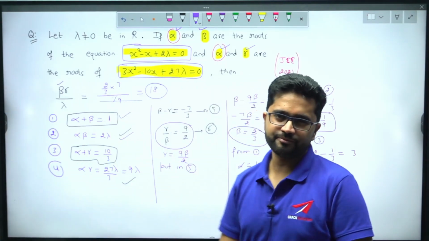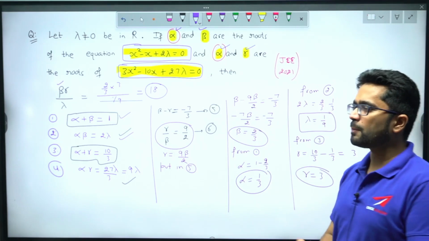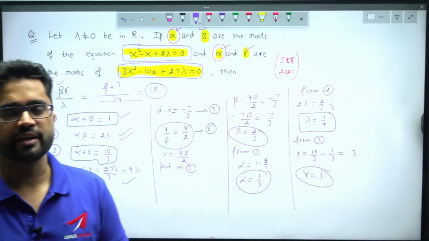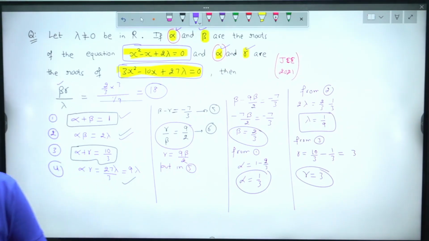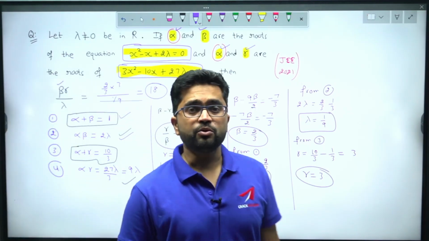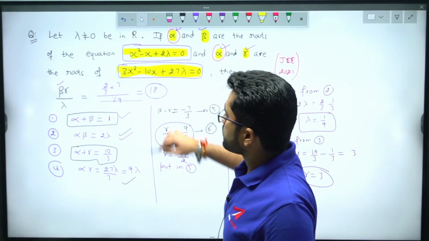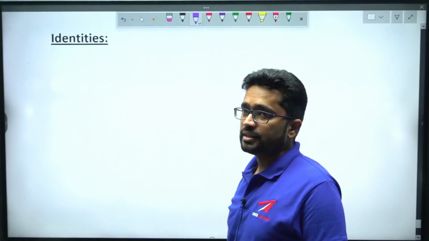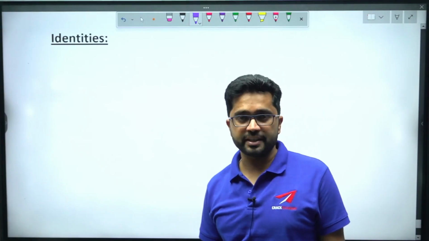Okay, very easy. So this is how we are going to apply the concepts of single common root and two common roots in quadratic equations. Okay guys. So now after this, let's go further with the next topic. The next is identities. Let's see the concept of identity.